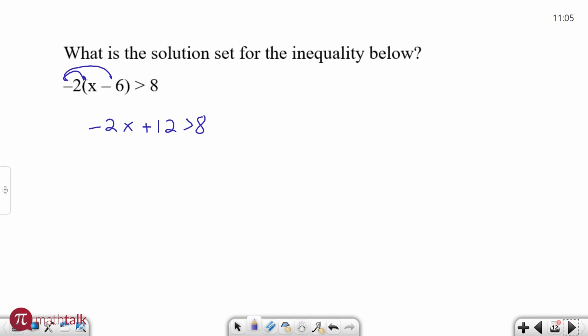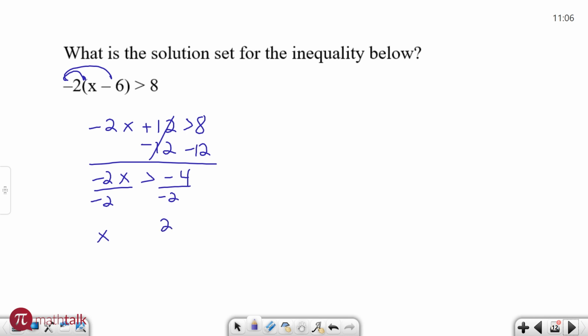Okay? So now we just need to get our x on one side all alone, and to do that we subtract 12 from both sides. We have -2x is greater than 8 minus 12, which is -4. All right, now we have one more step to do. We're going to divide both sides by -2 because that'll get our x by itself. And then it'll leave us with x and 2.